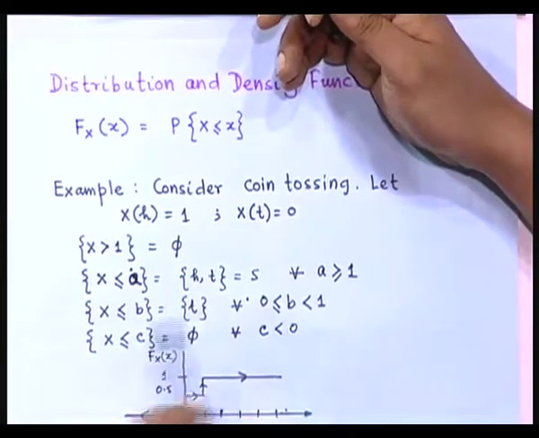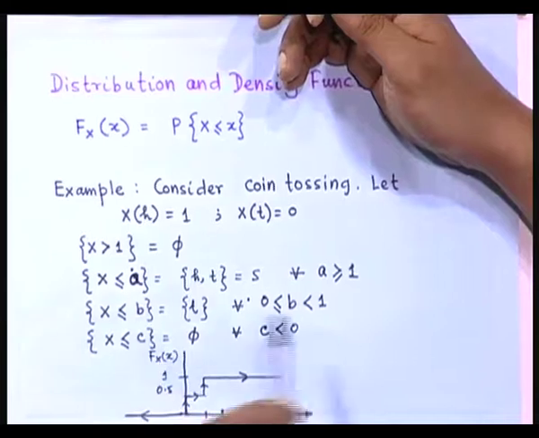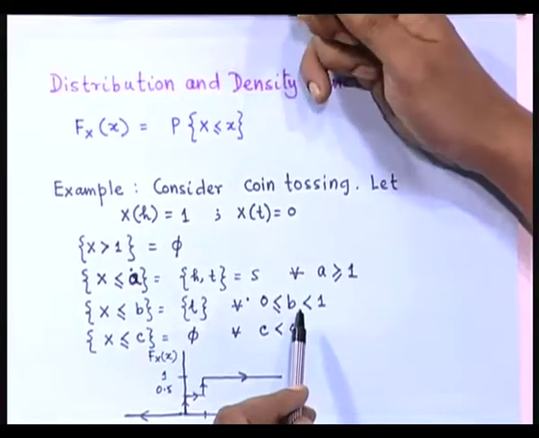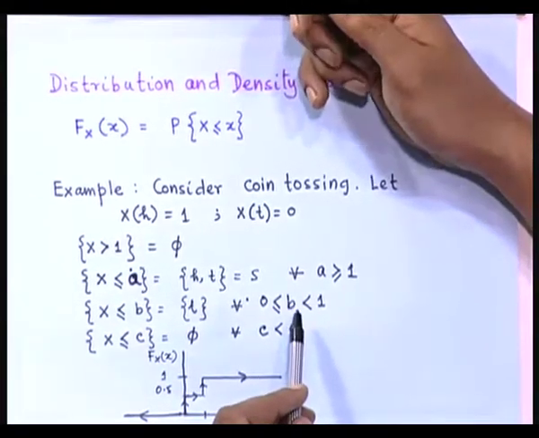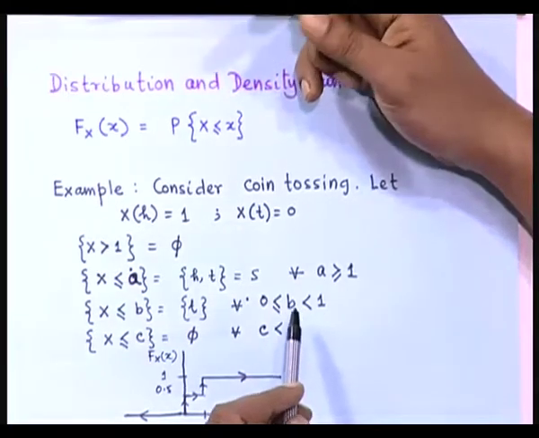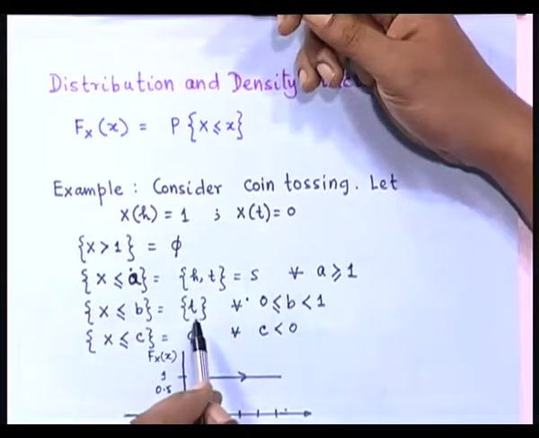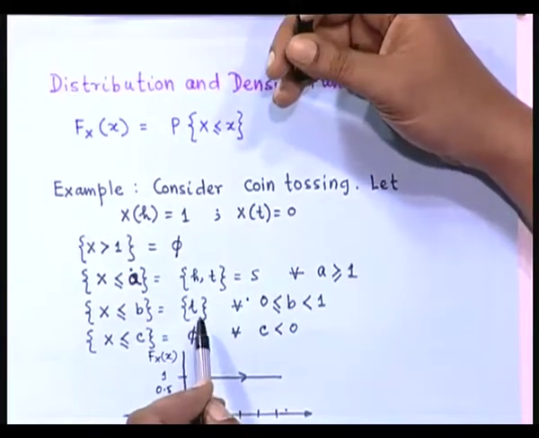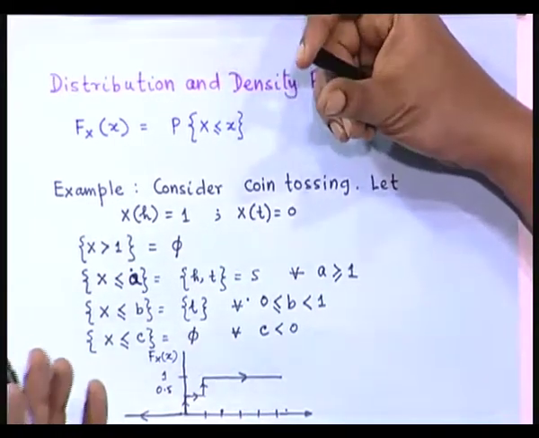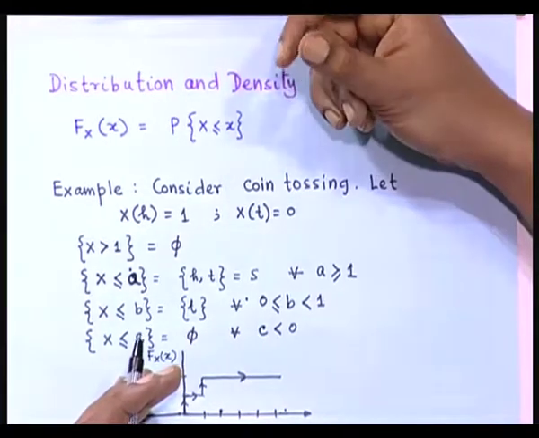Now suppose x less than or equal to b and b is less than 1, suppose it is 0.9. If you say x less than or equal to 0.9, that is only satisfied by the event t, because x of t is 0. So the probability will be the probability of the tail event, which, as you define it, may be 1 minus p. Correct, understood?